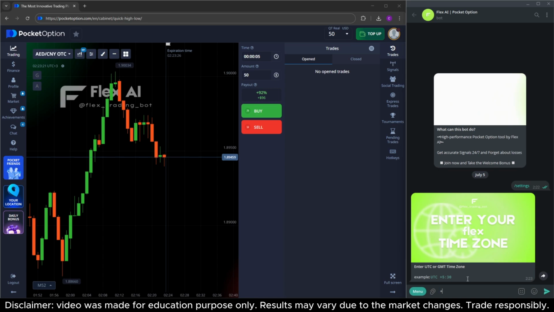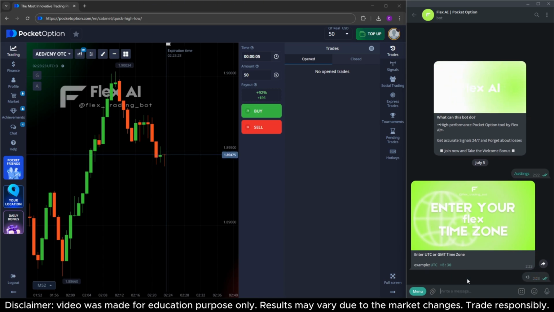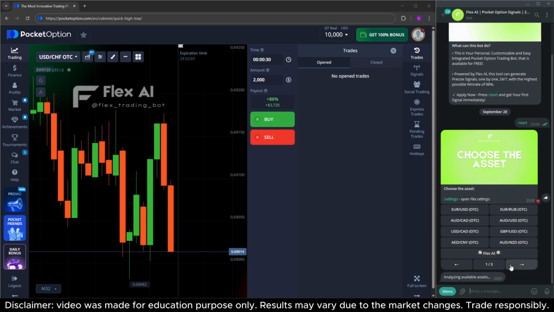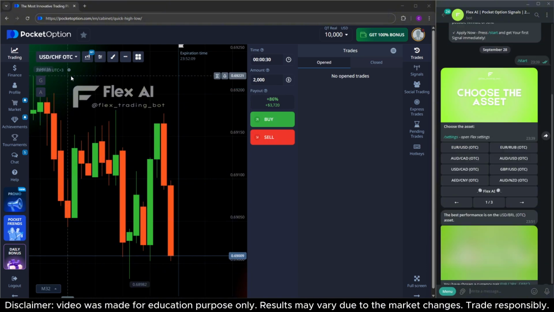When all the settings were set, let's proceed to the first Flex trading session. Today, we will show you how to trade using the Flex AI function. It selects the best currency pair for trading at the moment.